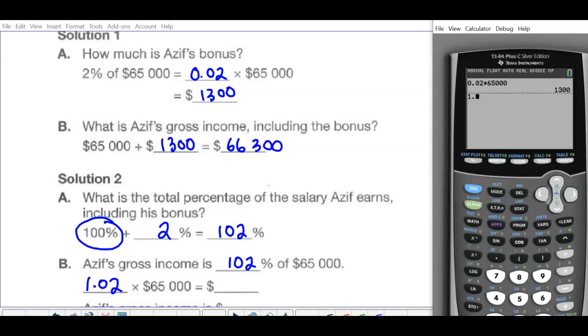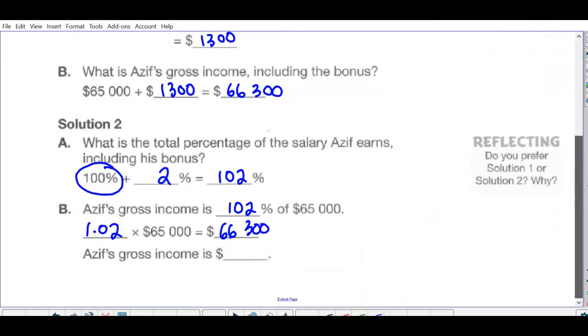Then go 1.02 times 65,000. And that's 66,300. Same answer as we had there, but a little bit faster. One multiplication. Okay, and that's the end of salaries and contracts.